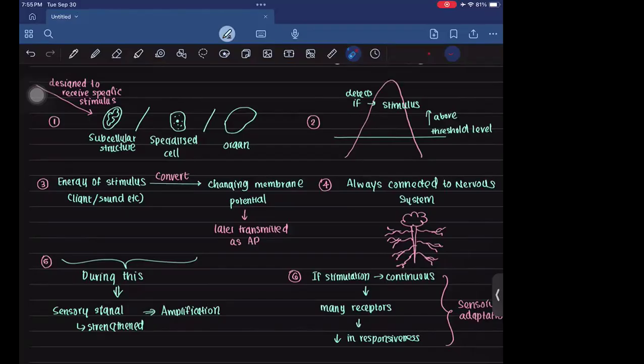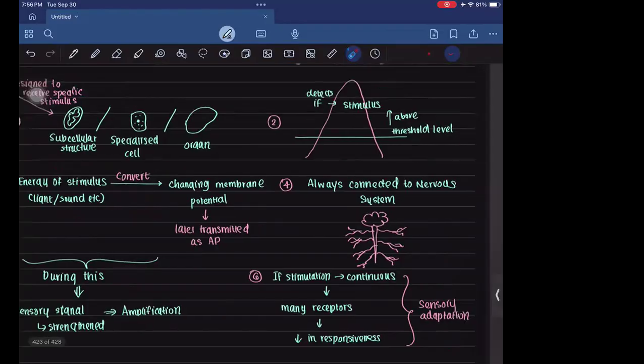What's the third feature? Say with me. Energy of the stimulus, it can be light, sound, etc. Whatever it is, it's going to be converted into changing membrane potential, which will later be transmitted to your central nervous system as action potential.